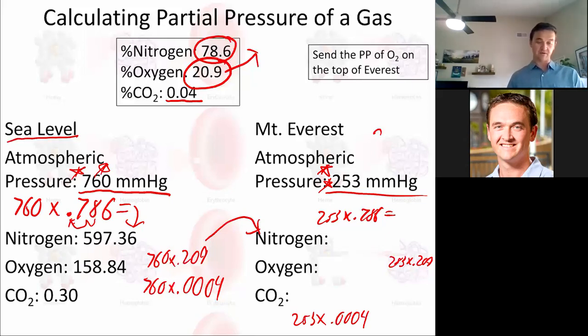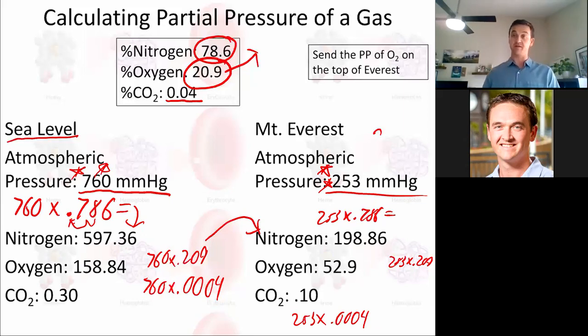Okay, what about at the top of Everest? Take that 253 times 0.786, we get 198.86, oxygen about 53, and CO2 about 0.1. And there we have it. So that's how you calculate partial pressure.